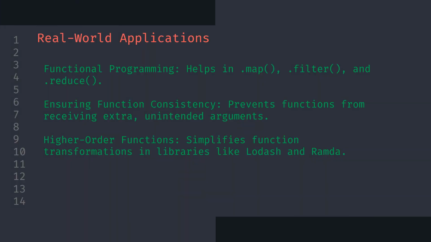The unary function is handy in functional programming, ensuring consistency in array operations, and working smoothly with libraries like Lodash.